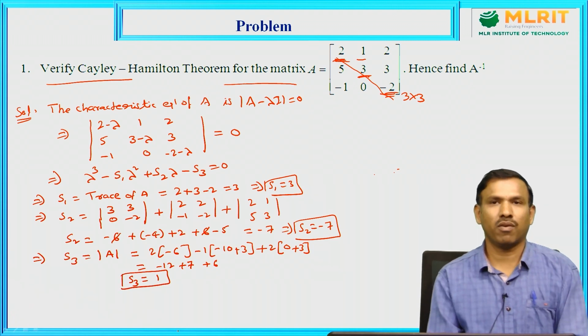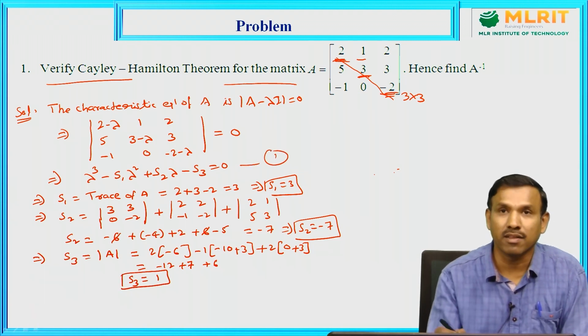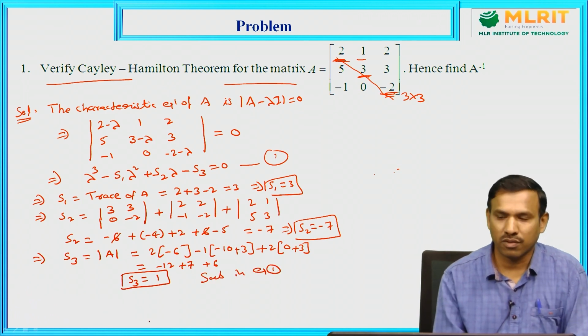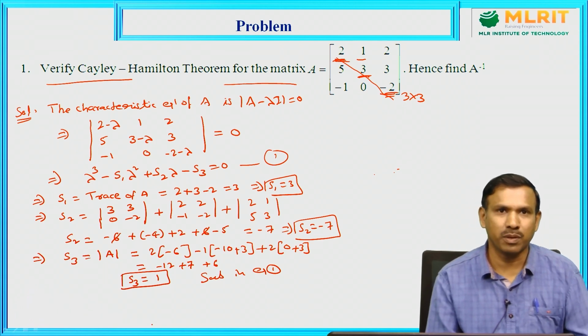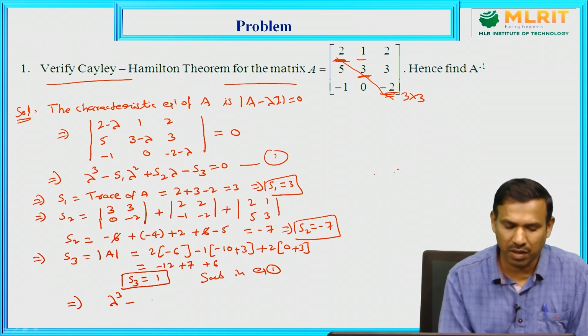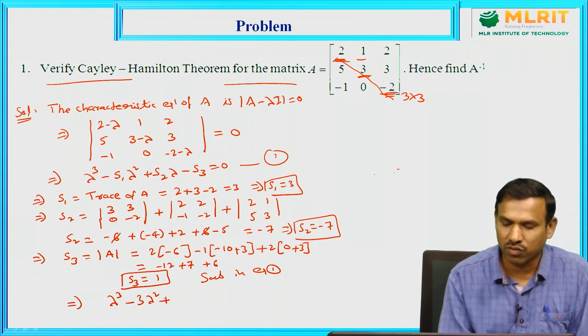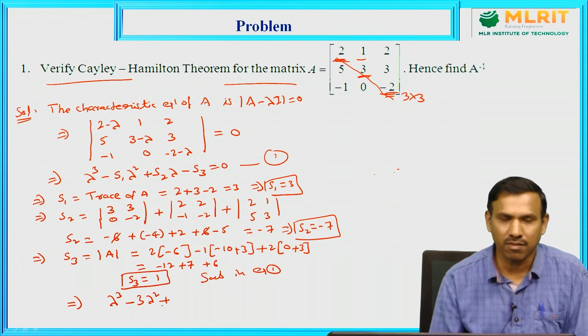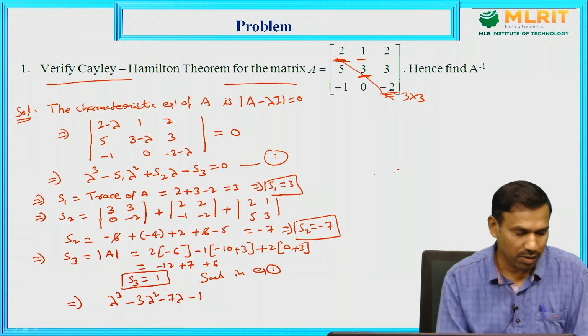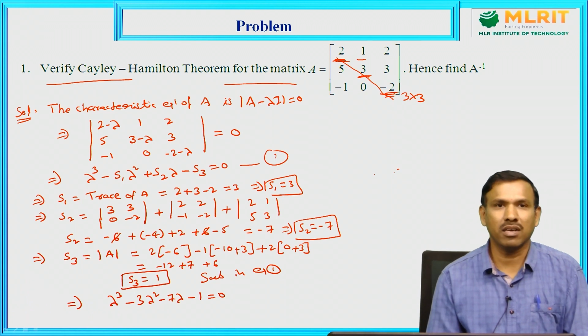Okay. S1, S2, S3, substitute in equation 1, that is the required characteristic equation. So I will write in the next page. S1, S2, S3: lambda cube minus S1 lambda square, 3 lambda square, plus S2 lambda, S2 means here minus 7, so minus 7 lambda, minus S3, S3 value is 1. So, the equation is lambda cube minus 3 lambda square minus 7 lambda minus 1 is equal to 0. This is the characteristic equation.